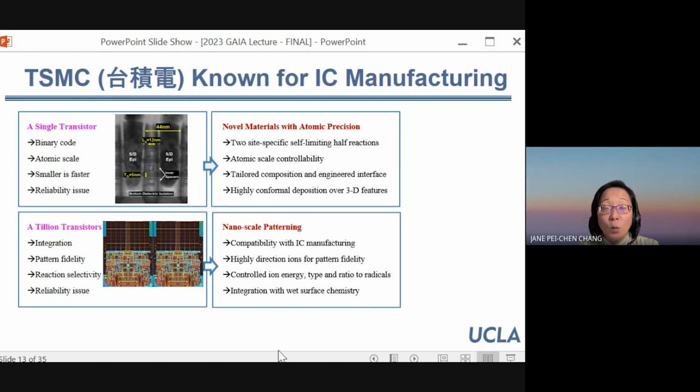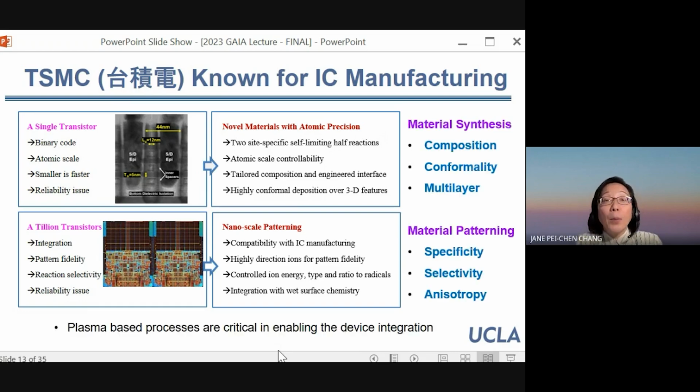Over a large area, we wanted to create many of these tiny little devices at the nanometer scale. We need to do it very precisely, and then we rely on plasma-based patterning process to drive the directionality of the reaction. So today I'm going to touch upon both material synthesis and material patterning. In material synthesis, I'm going to talk about how we can use plasma processing to control the composition, conformality, and how we can use that to create multi-layers and combining material with complementary properties to create new functionality.